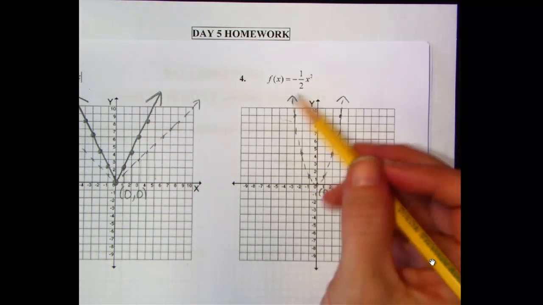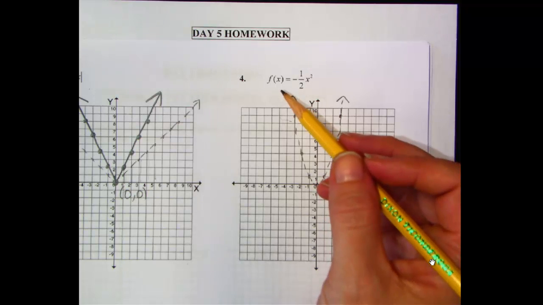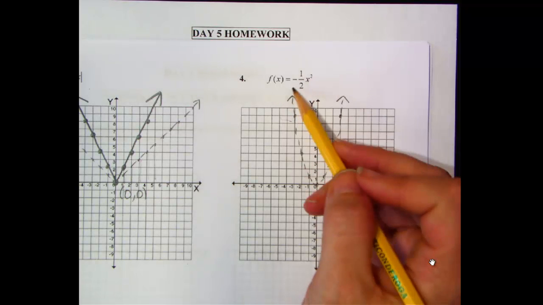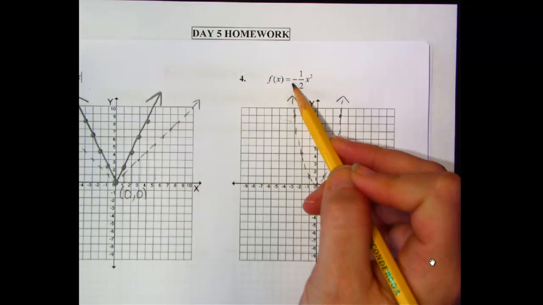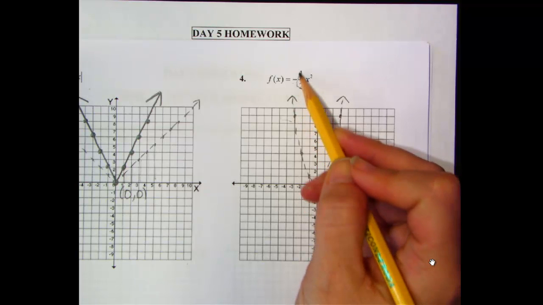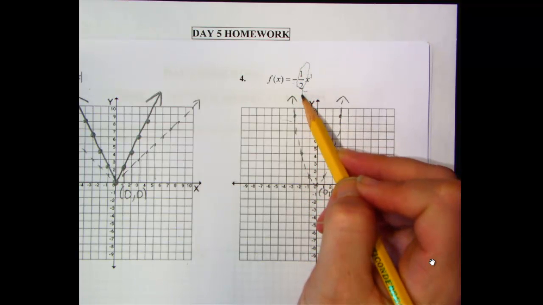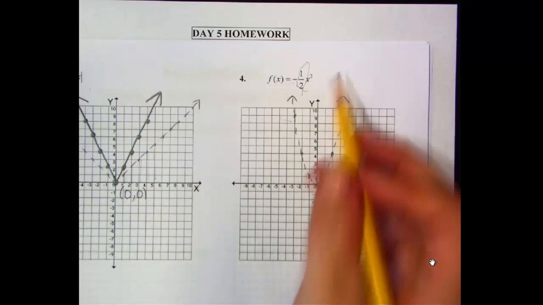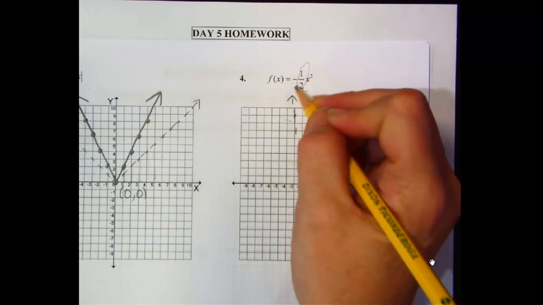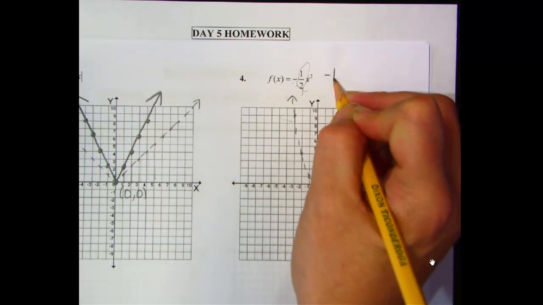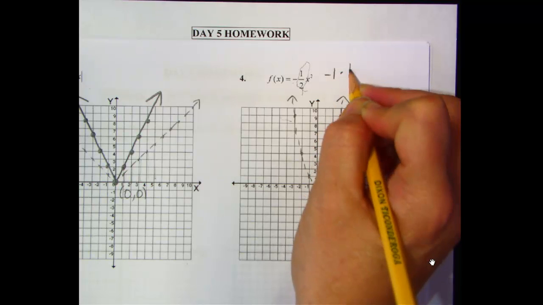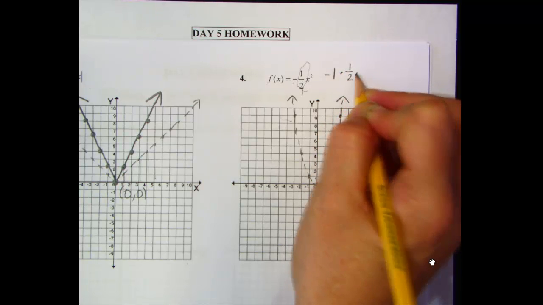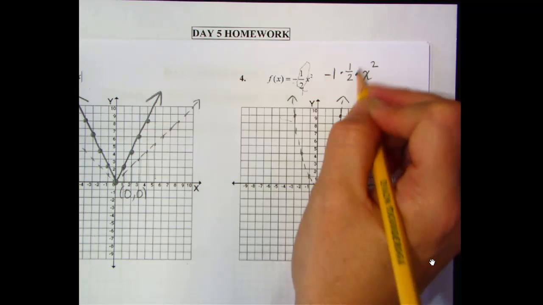Now this last one has 2 things going on, which is a sneak preview of what we'll be doing in the next week. We have a negative, which we know is a reflection, and then we have a 1/2, which is a dilation that's a shrink, vertical shrink, because it's a fraction, fractions shrink. So we do this one step at a time, thinking about PEMDAS and how this really means -1 times 1/2 times the parent x squared.